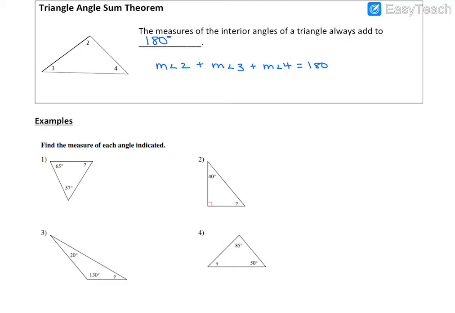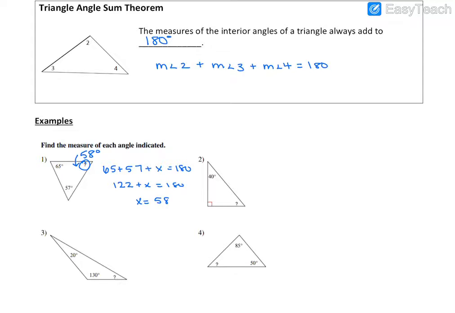So 65 and 57. What is the third angle, this angle right here, that we would have to add to it to get to 180? You can fill this in: 65 plus 57 plus x equals 180. 65 and 57 adds to 122. Subtract 122 from both sides, and we get that x is 58 degrees. So this angle right here is 58 degrees.